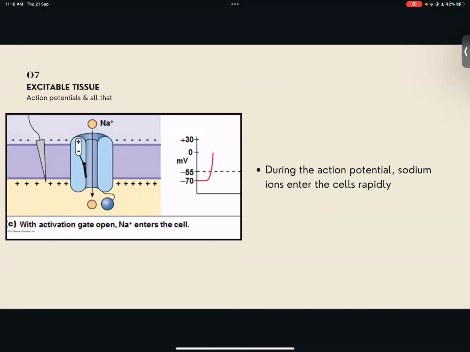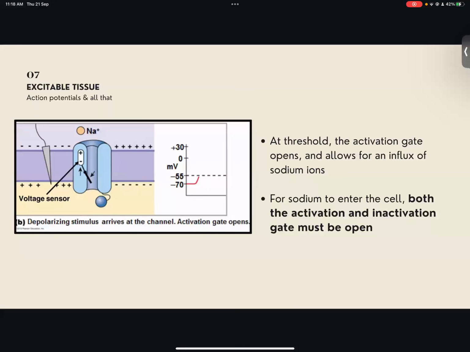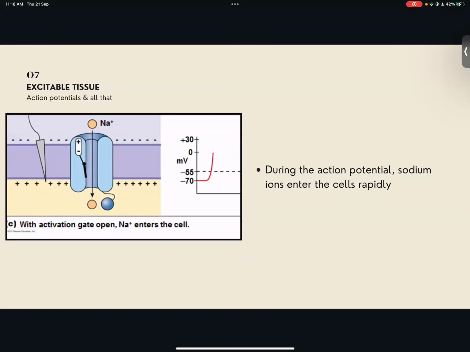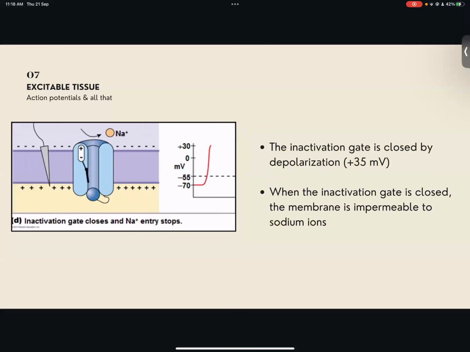So during the action potential, sodium ions will enter the cells rapidly. And as you can see here, if you follow the red line, it started off super negative, right? That's your resting membrane potential. And then it continues to become more positive as you have an influx of sodium ions. Okay. Then you reach around positive 35 millivolts. Okay, that's when your inactivation gate will finally close.